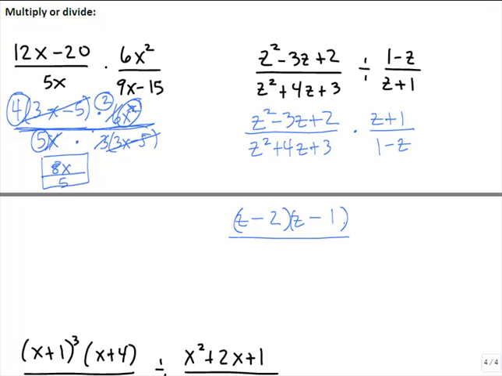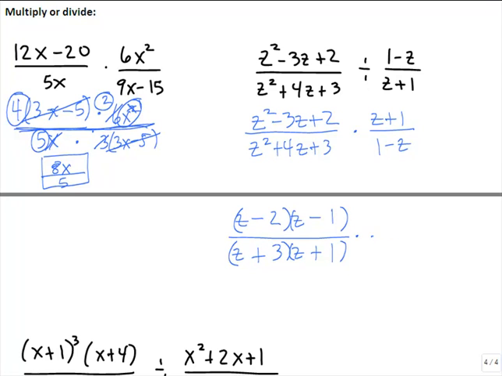If I go to the bottom left, z squared plus 4z plus 3, a trinomial, so I'm going to set up two sets of parentheses. I need a z and a z to get z squared. To get 3, I need 3 times 1, and in order for those to add up to 4, I need both of them to be positive. So all the top left and bottom left are factored.